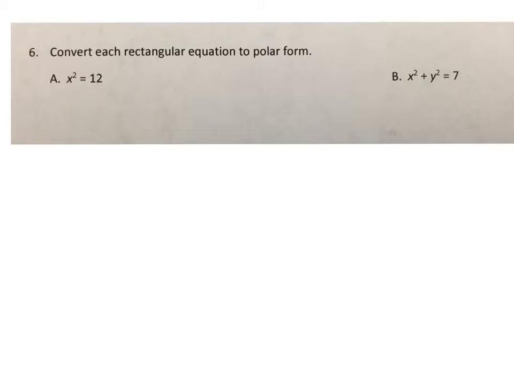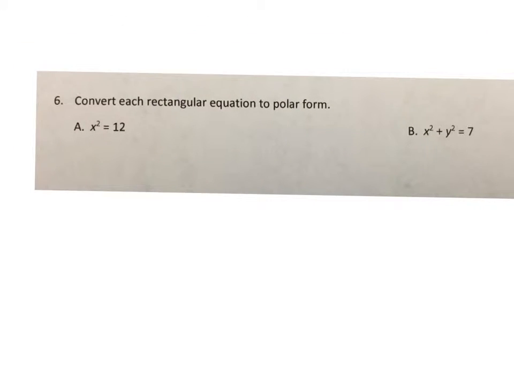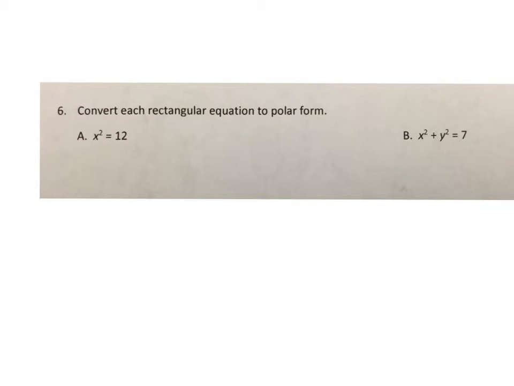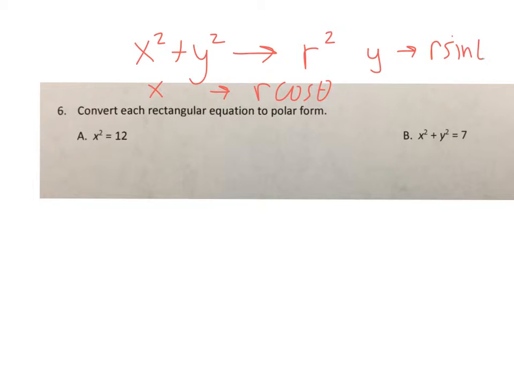Okay, here we have two rectangular equations. They have x's and y's in them, and we're going to try to convert them to polar. So if we had our polar conversions: if we had an x squared plus a y squared, we can convert that to r squared. If we had an x, we convert that to r cosine theta. And if we had a y, we would convert that to r sine theta.